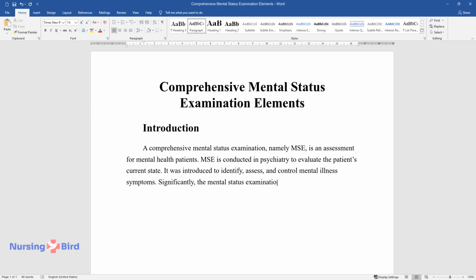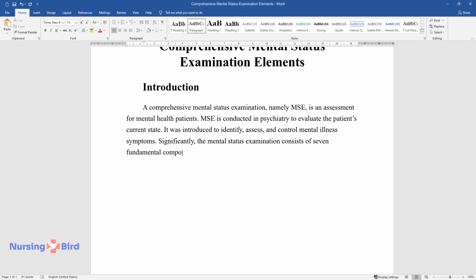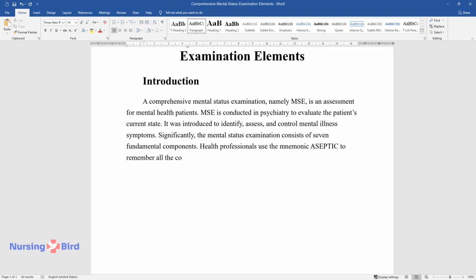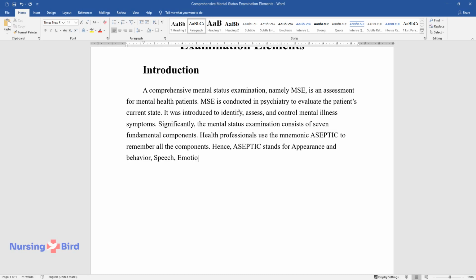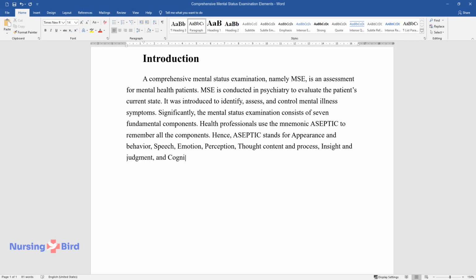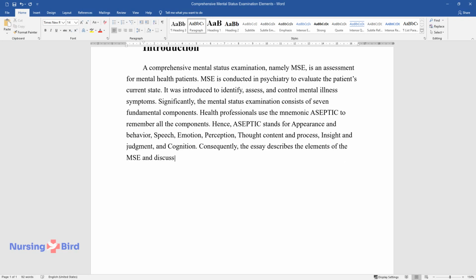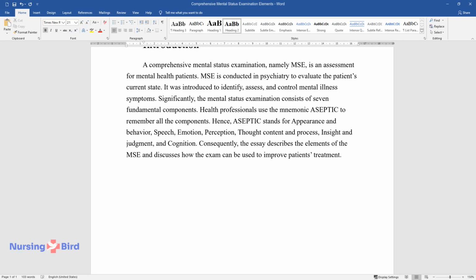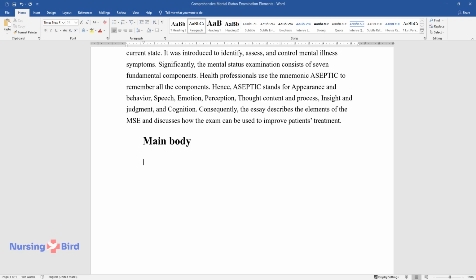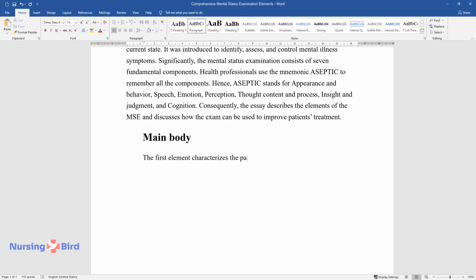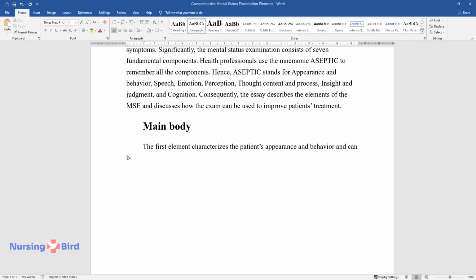Significantly, the mental status examination consists of 7 fundamental components. Health professionals use the mnemonic ASEPTIC to remember all the components. Hence, ASEPTIC stands for appearance and behavior, speech, emotion, perception, thought content and process, insight and judgment, and cognition. Consequently, the essay describes the elements of the MSE and discusses how the exam can be used to improve patients' treatment.